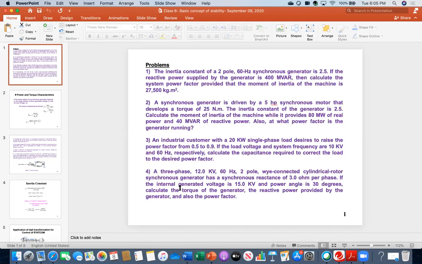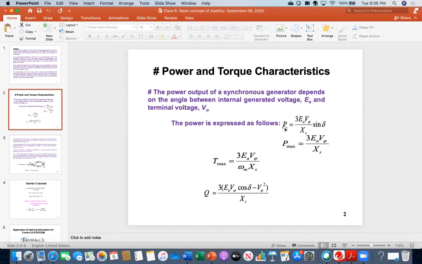Same thing, this is the internal generated voltage, 15 kV. Because it does not say that it is single phase, by default this is three phase because the original system is three phase. So again, you have to divide this number by root 3 as well. This means both the terminal voltage and internal generated voltage must be divided by root 3. And the synchronous reactance is 3 ohm. Your power angle, this is the delta in that equation, is 30 degrees. So based on that, first you will be getting the P value.